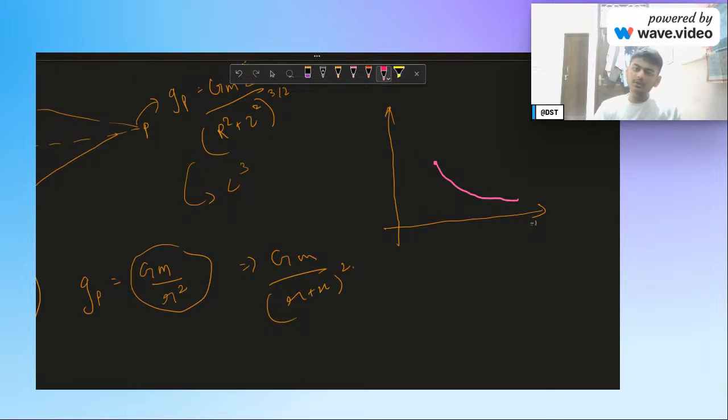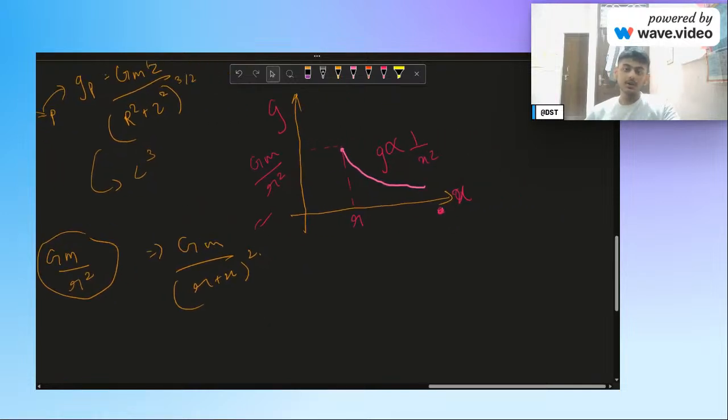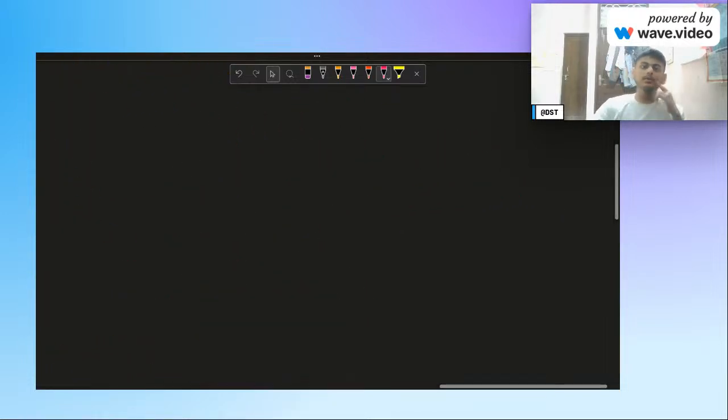G is inversely proportional to 1 upon x square. This is x, this is g. Till here, and this point will be R, and here it will be GM over R square. Now, this was all about the hollow sphere. Now let us talk about the solid sphere.